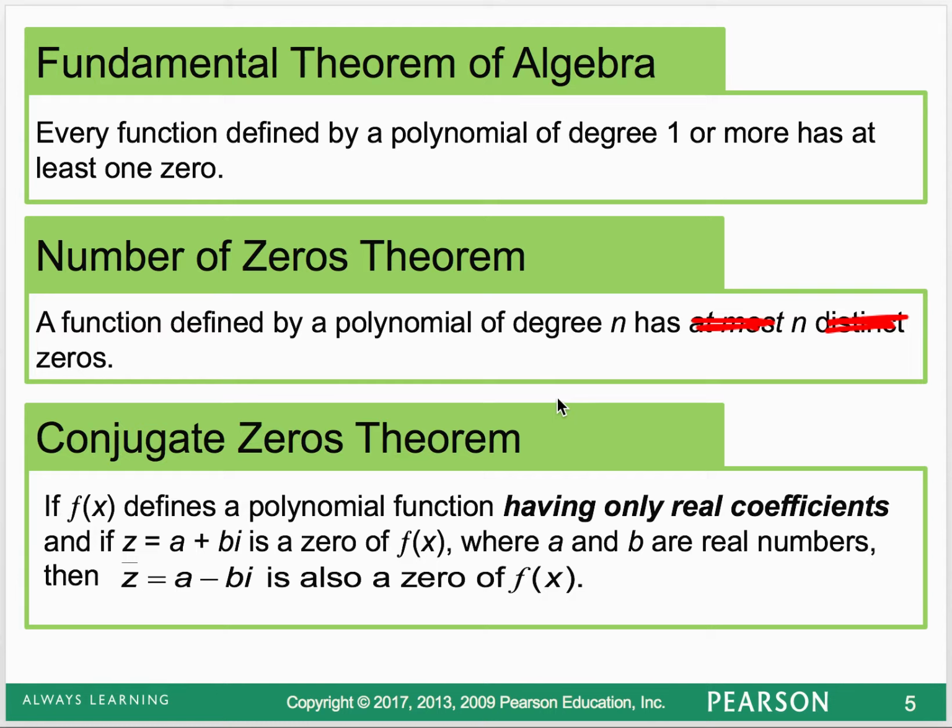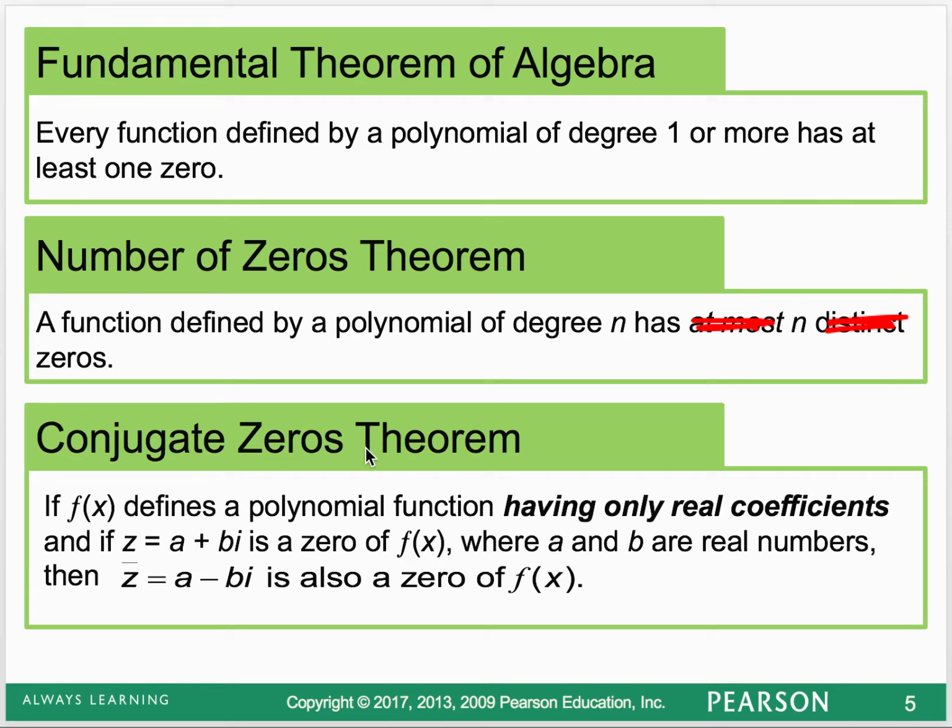We already talked about this when we did quadratics, and we said we'll always get 2 answers. Now, sometimes they might be the same number, so that's why this is saying at most n distinct, but it will have n zeros. So that's another thing that's going to help me look at some of these solutions. If I've got a 6th degree polynomial, I better get 6 zeros.